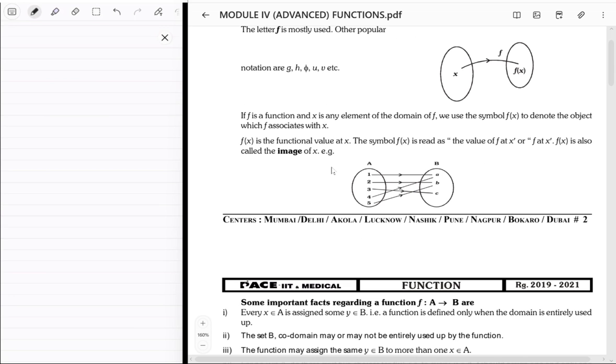Cool. Right, and then you got the image of an element of A. So whenever you apply the function on some element, you will get some output. That output is what we call the image, right? And the input that gives that output is called the pre-image. So if there's a single pre-image, that means the function is one-one, or well, whatever. We'll see that later on.